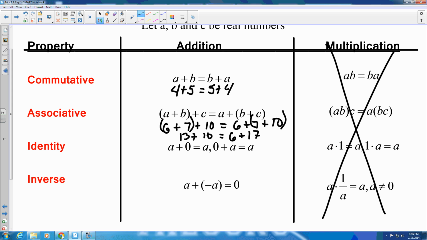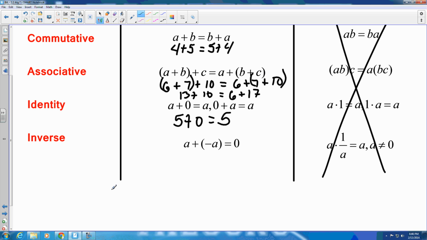So that's just the identity of it. If you took 5 and you added 0, that's going to be 5. And then the inverse, the last one, is if you took a value a and you added it to the opposite value of a, you're going to get 0. So just say a is 5 again. If I took 5 and added negative 5, you in fact would get 0. Okay?